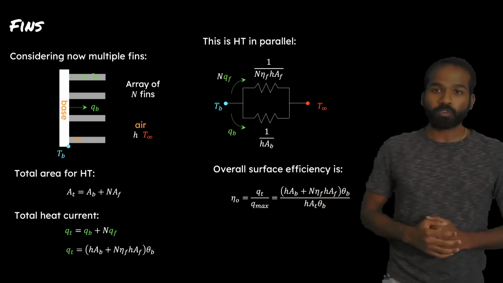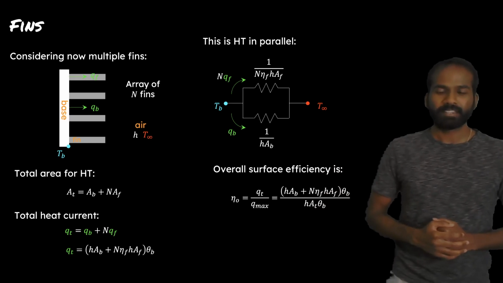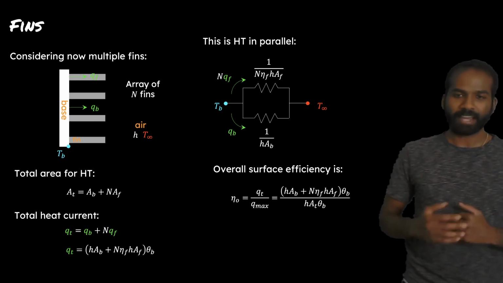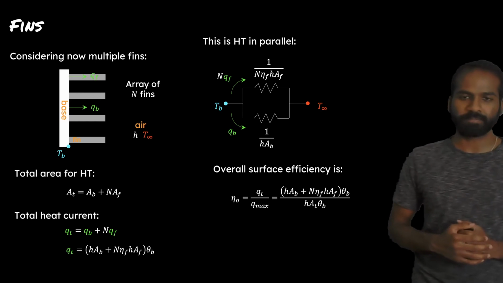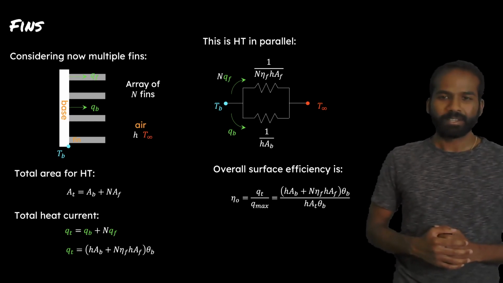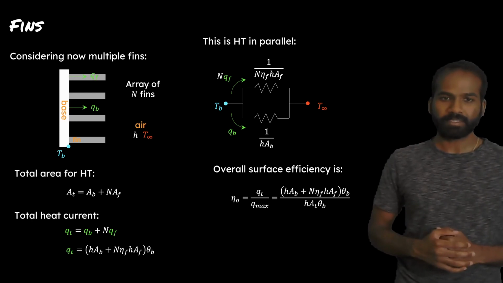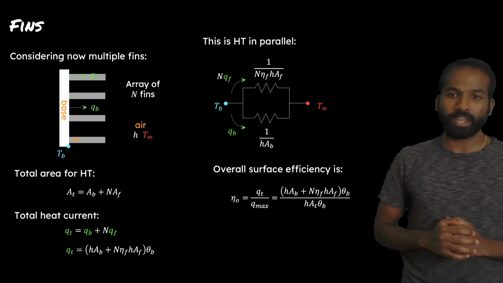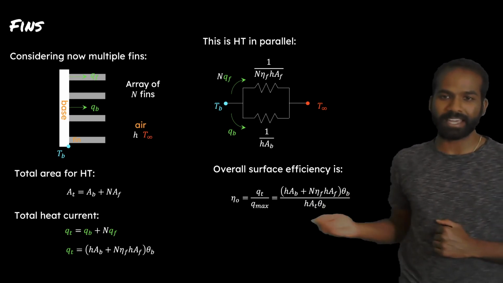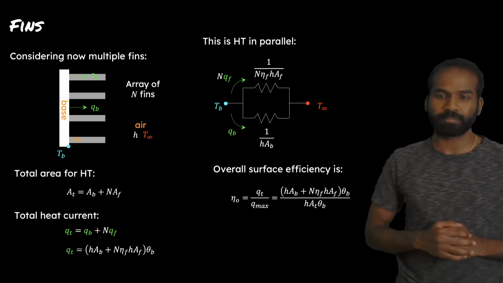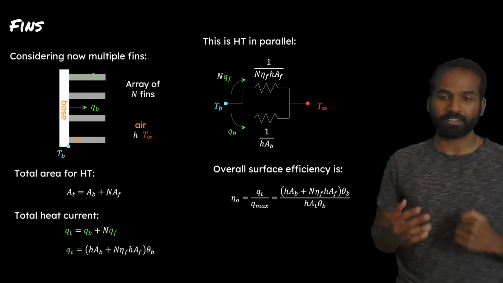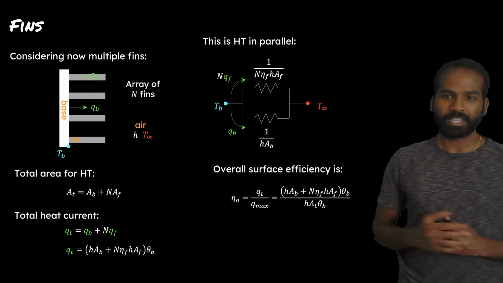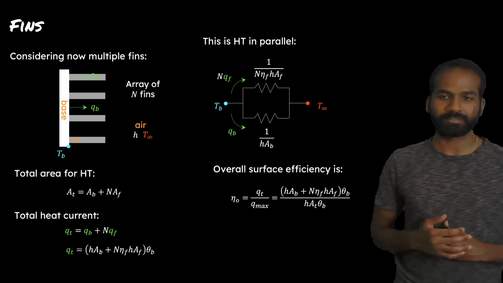We can also define an overall surface efficiency in the system. In this system, we have Q sub T over Q sub max, that ratio is the overall surface efficiency, eta sub naught. If we plug in for Q sub T, based on this expression down here on the left-hand side, and for Q sub max as H times A sub T times theta sub B, that is just the maximum amount of heat that can be dissipated if the entire fin is at theta sub B, we end up with this ratio shown here.